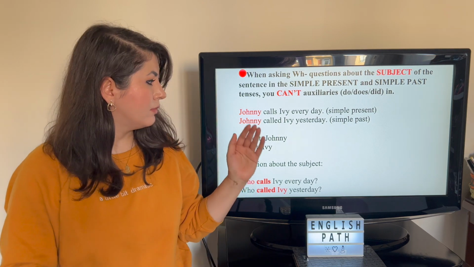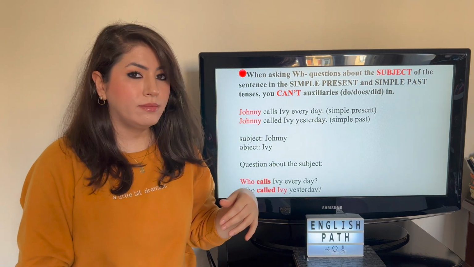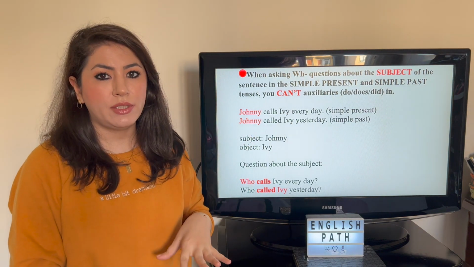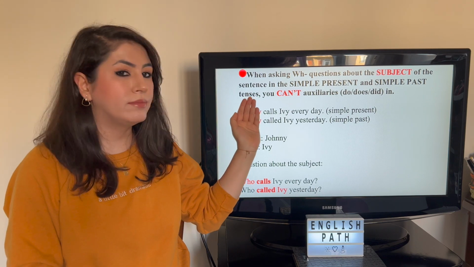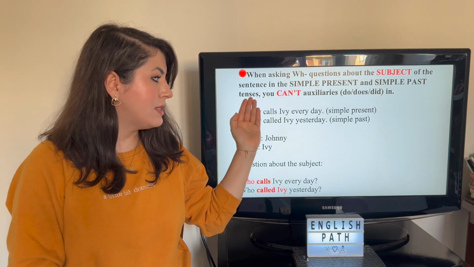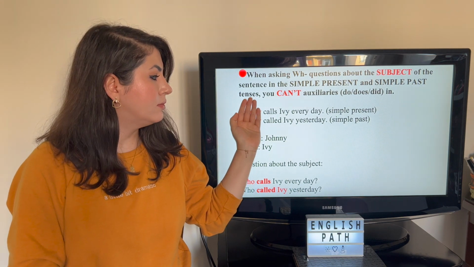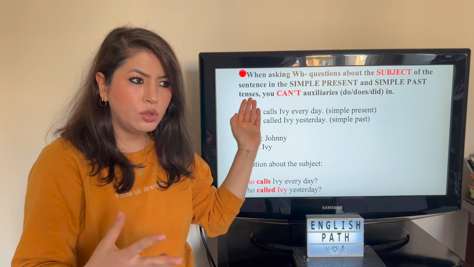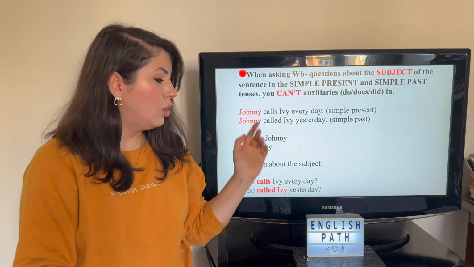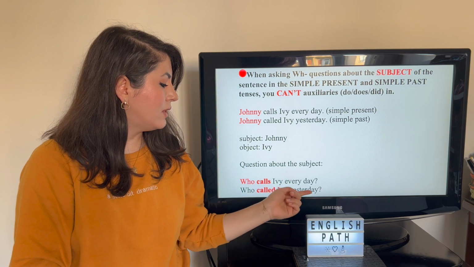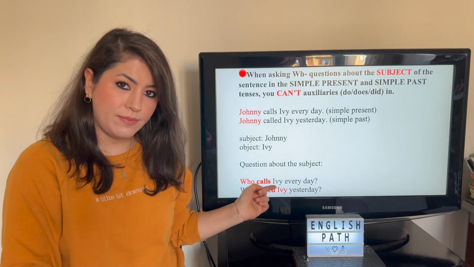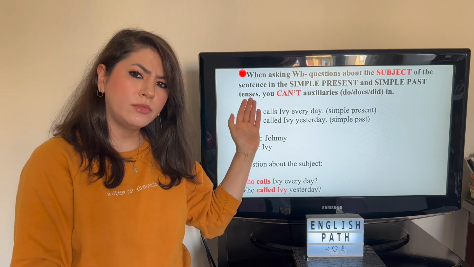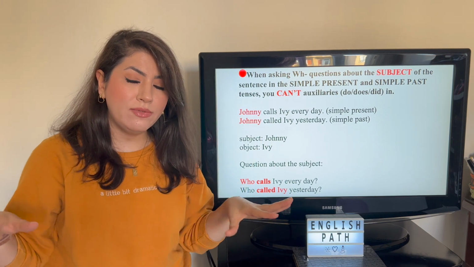Let's see how. Johnny calls Ivy every day. It's a simple present tense. And the subject is Johnny. Ivy is the object. We want to ask a question about Johnny, right? So let's ask a question about the subject of the first sentence. Somebody calls Ivy every day. We don't know who that person is. Who calls Ivy every day? See, I didn't use any auxiliaries. And in the simple past tense, Johnny called Ivy yesterday. Who called Ivy yesterday? No need for did.